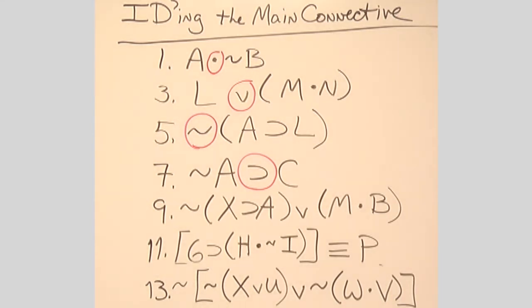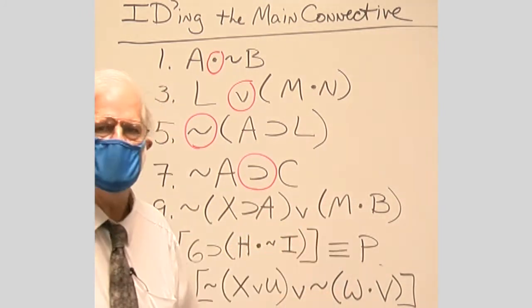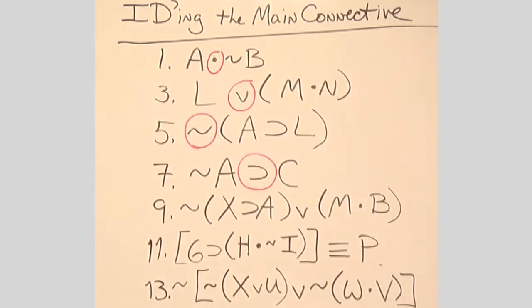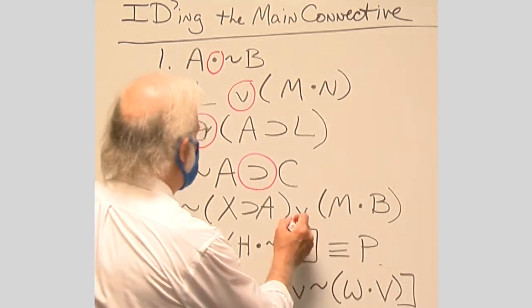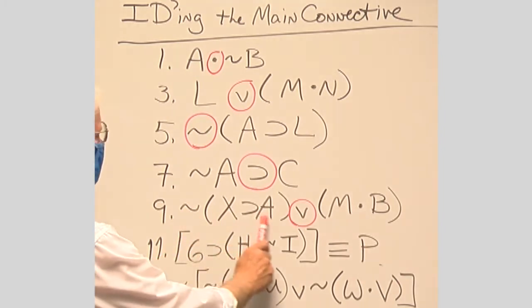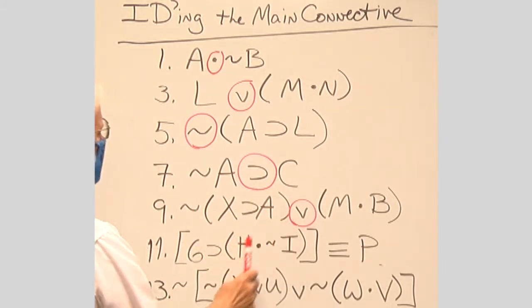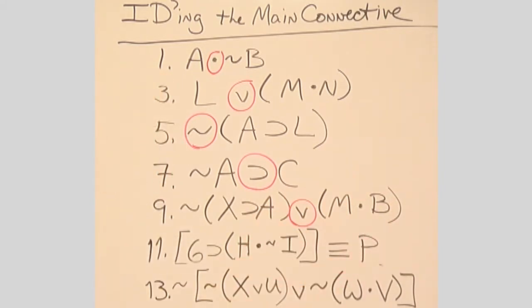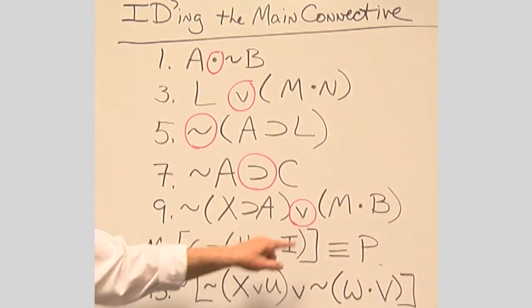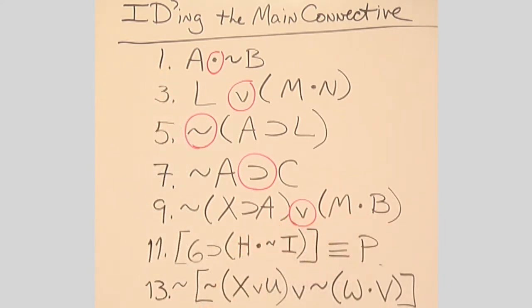Okay, let's go into taller grass, if I can put it that way. In number 9, now we have either it's not the case that X implies A or both M and B. What's the main connective? This one's a little bit harder, but I think you can solve it. The main connective is the wedge. Why? Notice that the tilde ranges only over this set of parentheses and stops right there, so the tilde can't be it. And everything else is captured together by fences. So it's the wedge that connects this negated set of parens to this set of parens. It's the main connective.